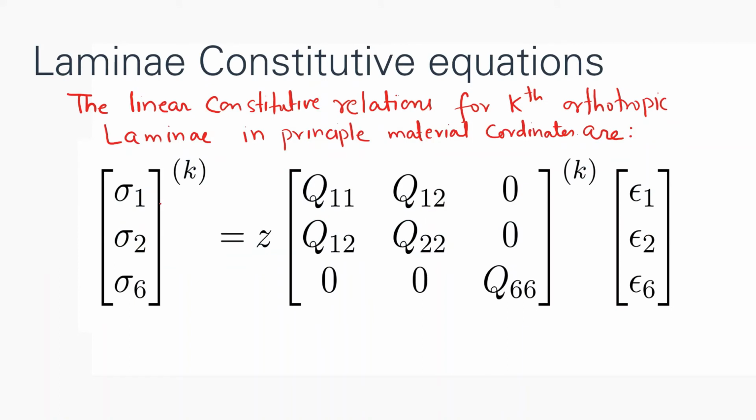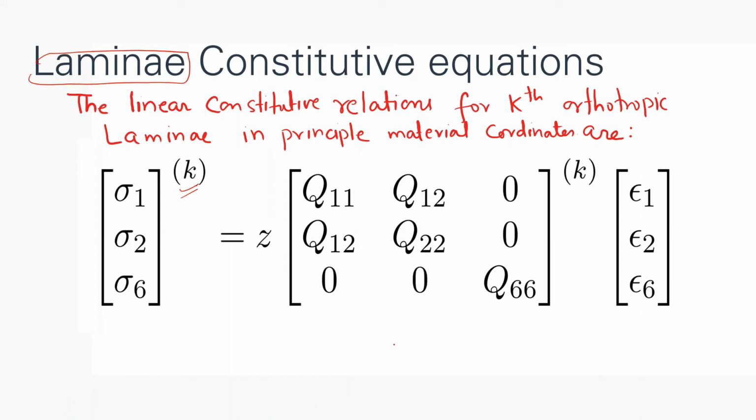Now, lamina constitutive equations. The linear constitutive relations for the kth orthotropic lamina in principal material coordinates can be written as sigma 1, sigma 2 and sigma 6 in the kth layer equals the matrix Q11, Q12, 0, Q12, Q22, 0, 0, 0, Q66 for the kth lamina, times epsilon 1, epsilon 2 and epsilon 6. So here it is the lamina constitutive relations.